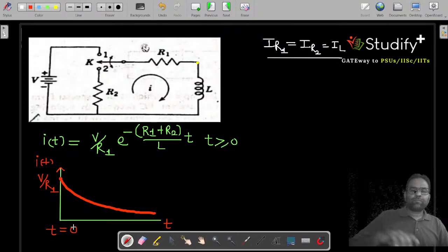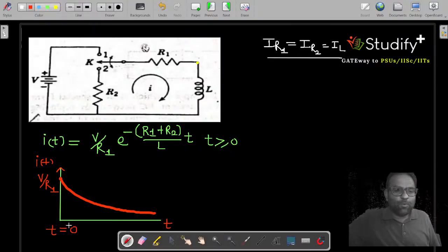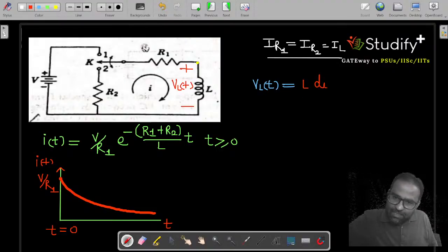Now we are saying that the current across all components is the same, so we are not interested in current. Suppose I am interested in the voltage across the inductor, VL. How does this waveform VL(t) look like? As you know, the voltage across the inductor means we are talking about this voltage. As you know, VL(t) is L di(t) divided by dt.